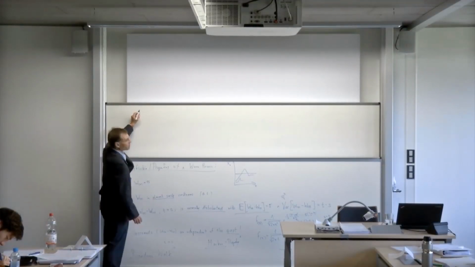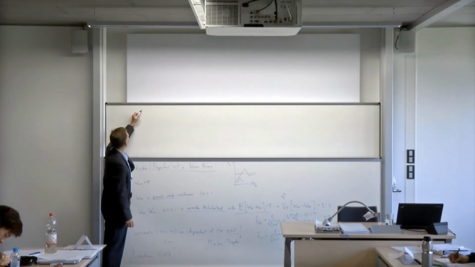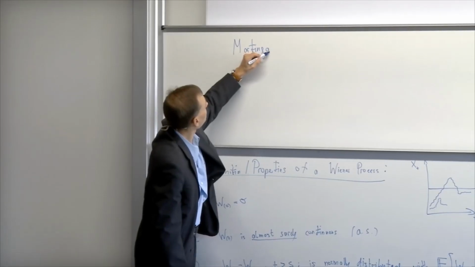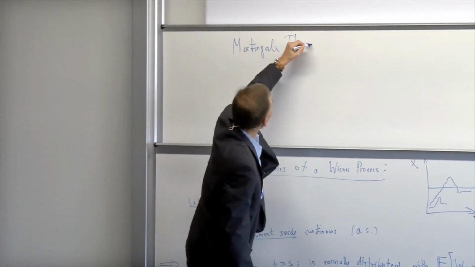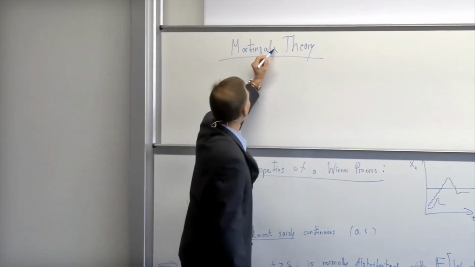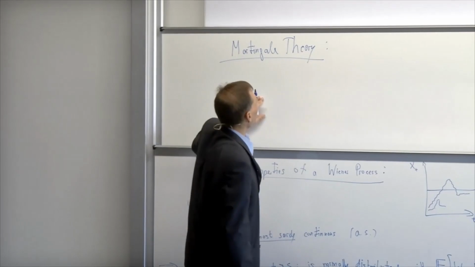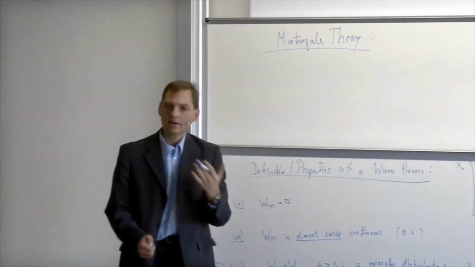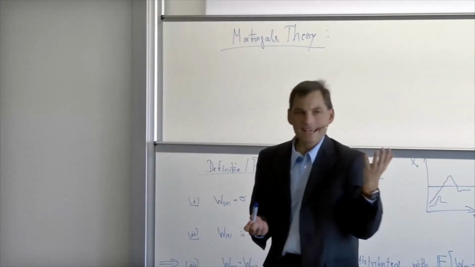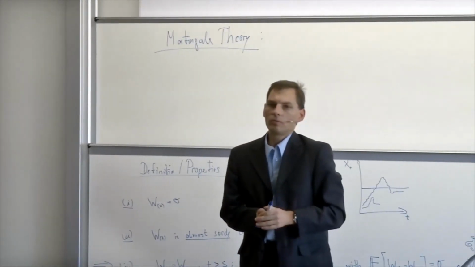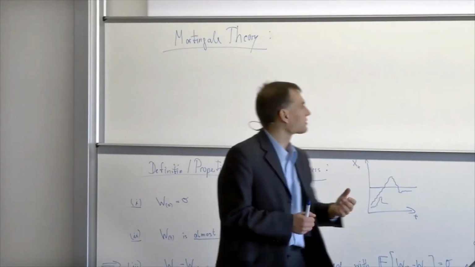So, a brief introduction to martingale theory. Once again, I keep it as short as possible. I just want to address the points which are later on necessary to remember, let's say, or to know when we go back to Black-Scholes.